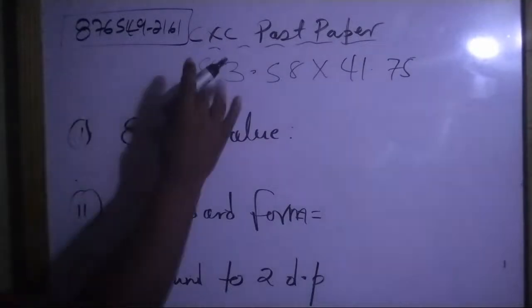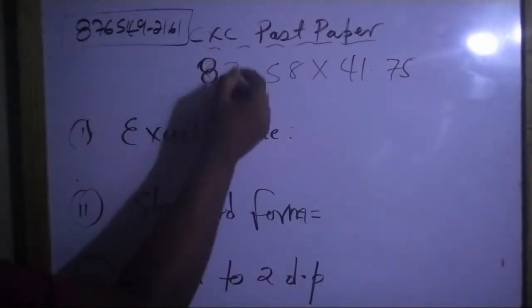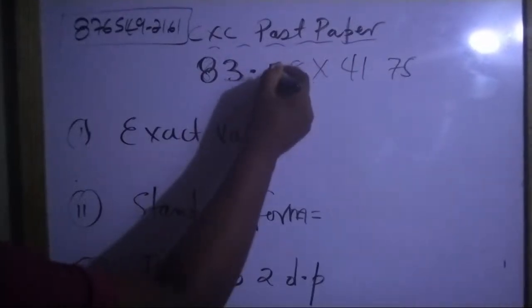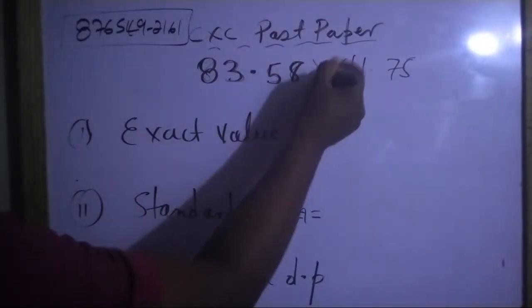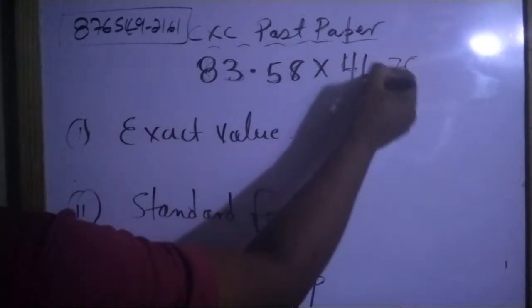I'm brightening it. So it's 83.58 times 41.75.